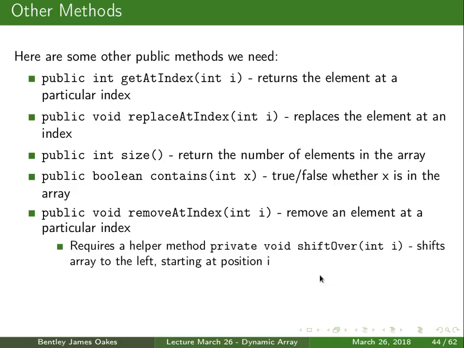And what you need to do there is write a helper method, private void shift over, because if I have my int array and I want to delete something in the middle, I need to shift over everything from that position to the end of the array. I need to shift that over by 1. So really, that's just a for loop, just to copy everything over to the previous position. But you do need that helper method.